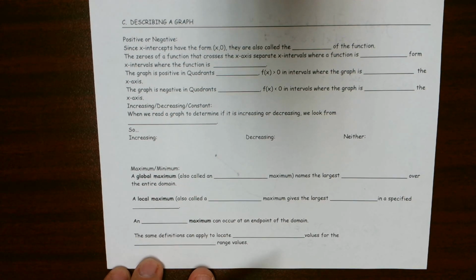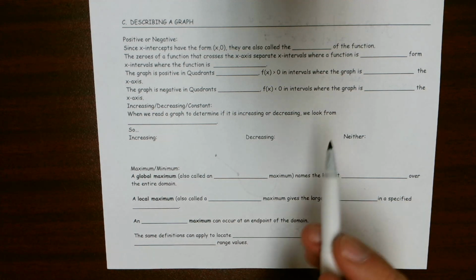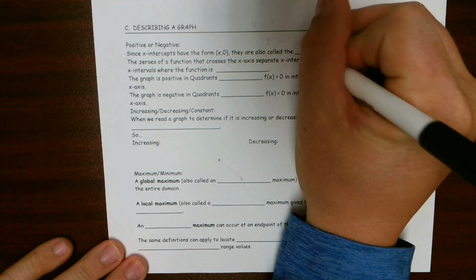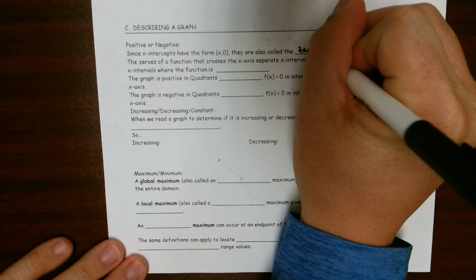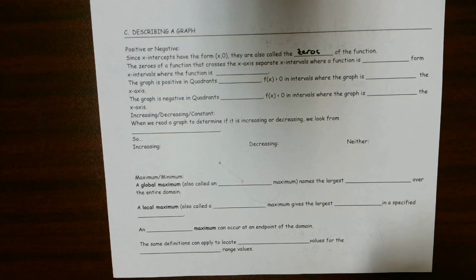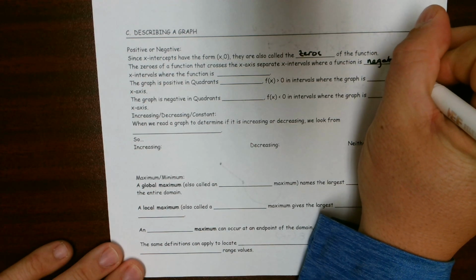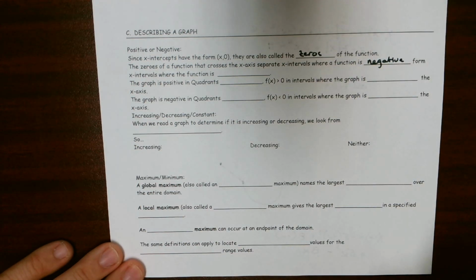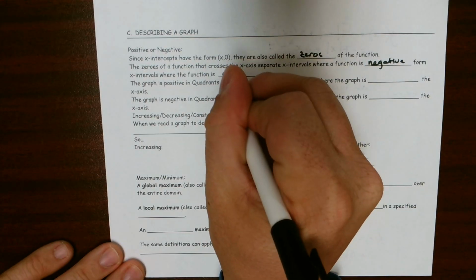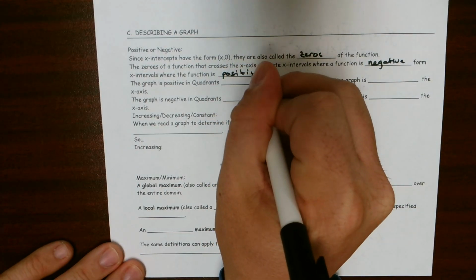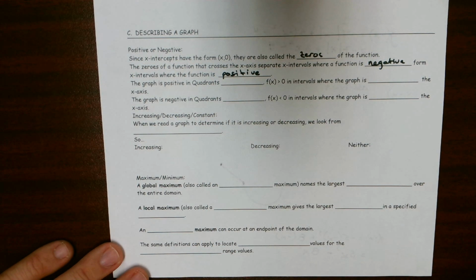Okay, let's talk about describing a graph now, whether a graph is positive or negative. Since x-intercepts have the form (x, 0), they are often called the zeros of the function. The zeros of a function that crosses the x-axis separate x intervals where a function is negative from where the function is positive. Basically meaning, is it above or below the x-axis?